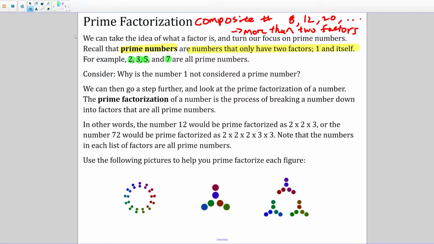An important thing to keep in mind is understanding why the number 1 is not a prime number. Let's go back to the definition. We know that prime numbers are numbers that only have two factors, 1 and itself. When we think about the number 1, we only have one unique factor. The only possibility to get 1 is just 1 times 1. Since 1 is my only factor, this is not prime.